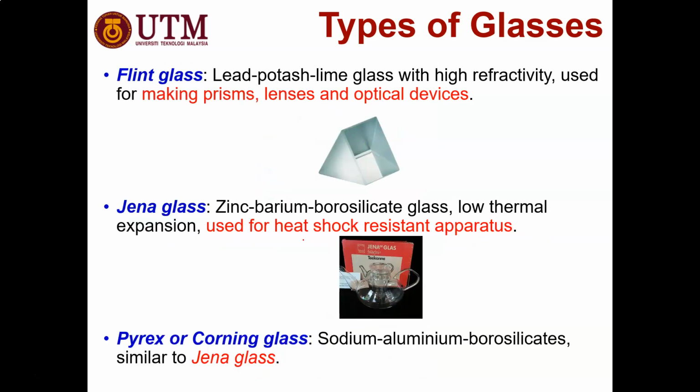We also have flint glass, okay, which is a lead potash lime glass with high refractivity. So dia senang sebab of high refractivity, dia digunakan untuk buat prism, lenses and optical devices.